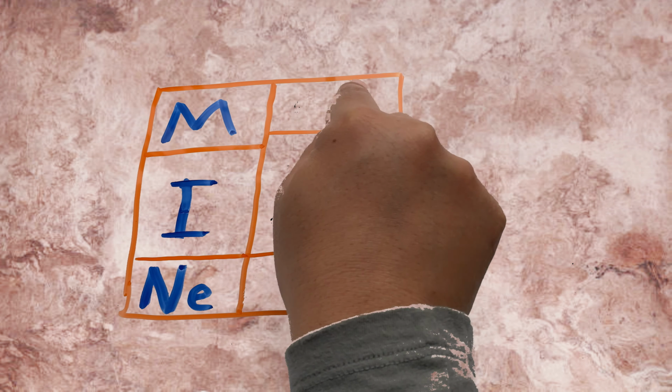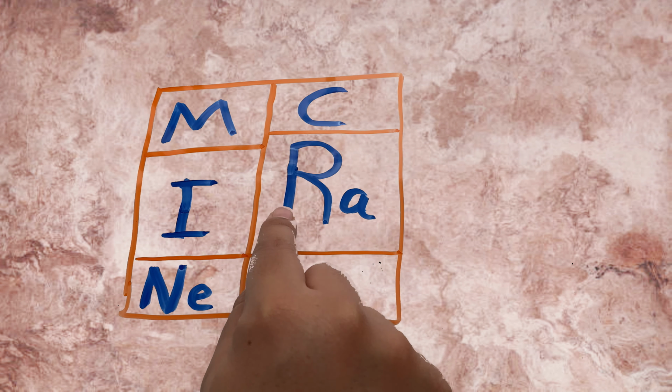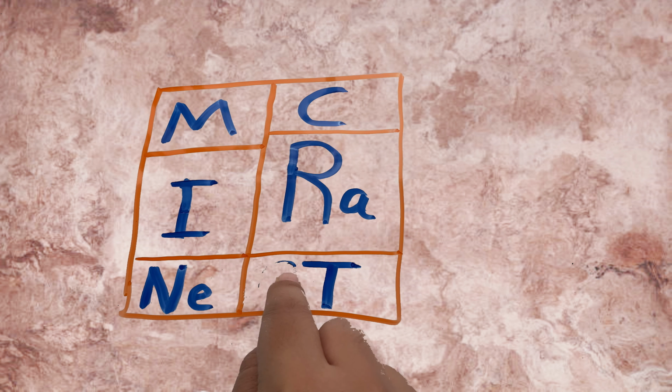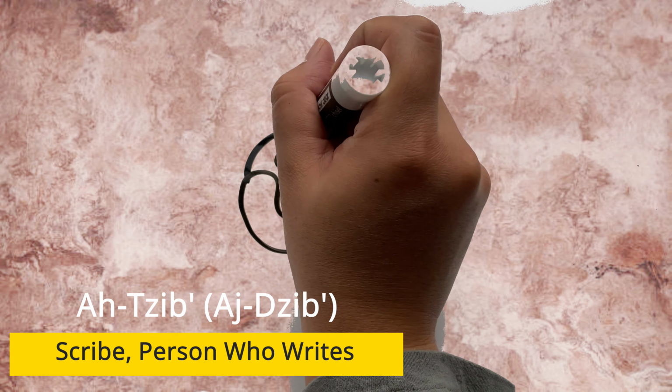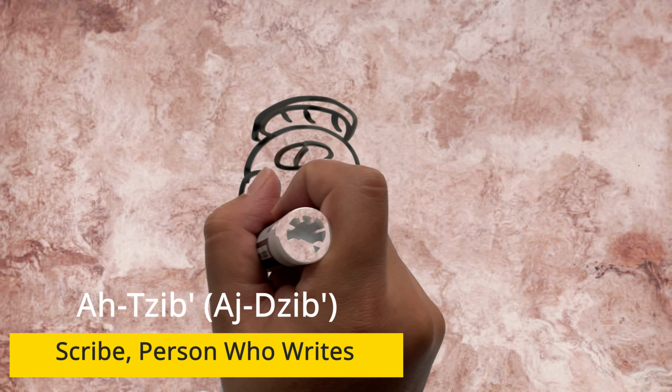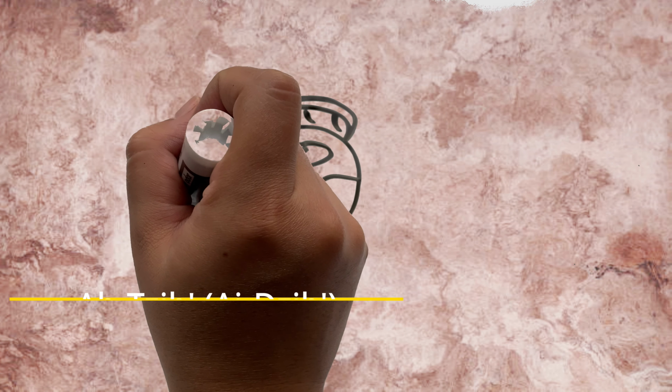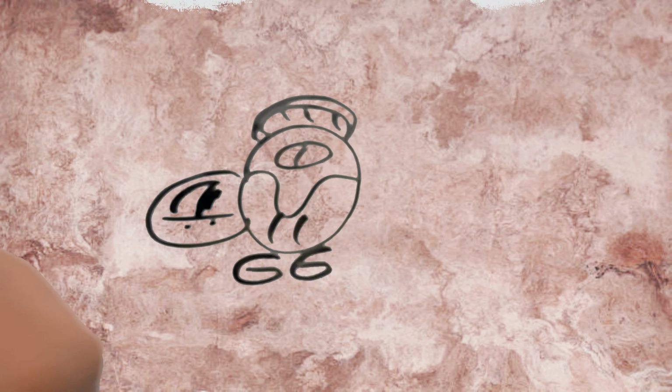The person who wrote glyphs were called aktsib, or scribe. Each aktsib had a personal calligraphy. We can actually detect and tell an aktsib by their handwriting. So bear in mind this, you don't need to worry to make it perfect.